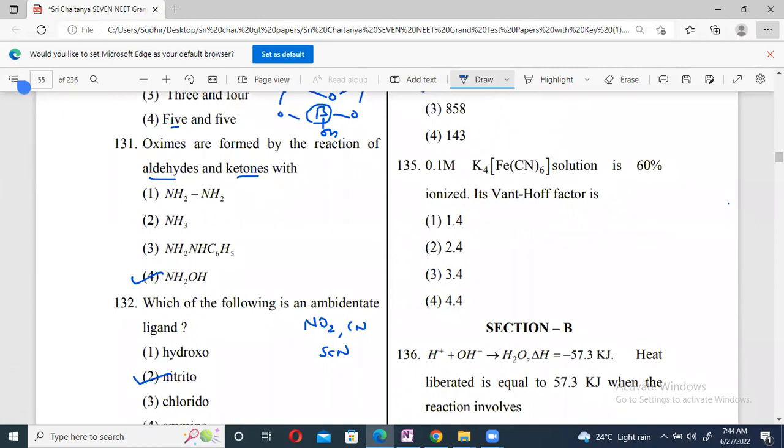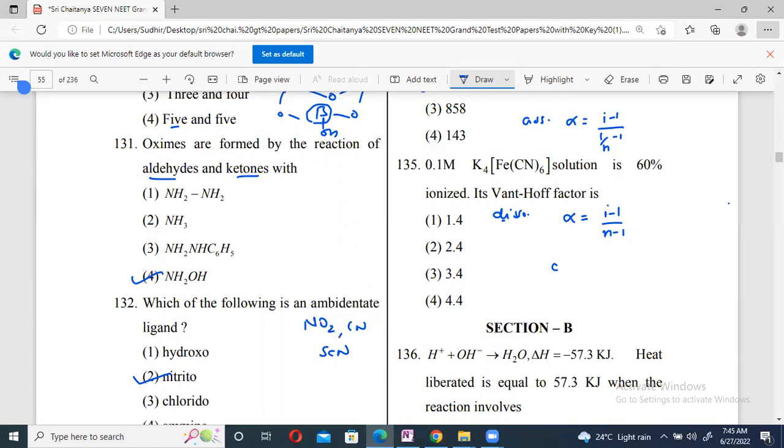0.1 molar K4[Fe(CN)6] is 60% ionized. Its Van 't Hoff factor i is equal to what? You know the formula for dissociation: alpha is equal to (i minus 1) by (n minus 1). For association, beta, alpha is equal to (i minus 1) by (1/n minus 1). So here it is a dissociation.